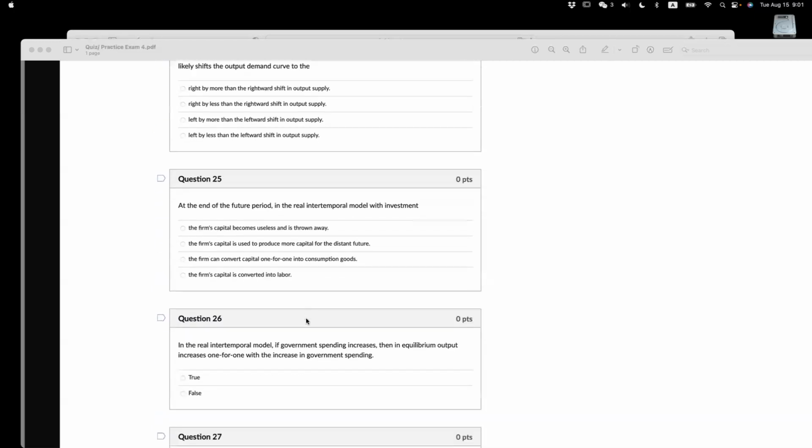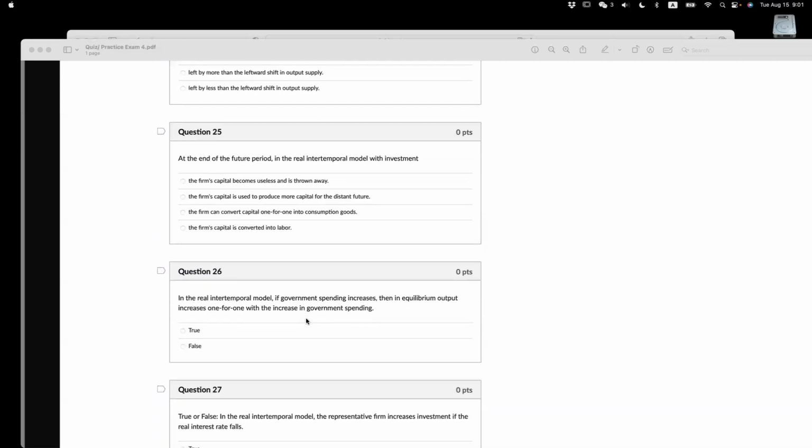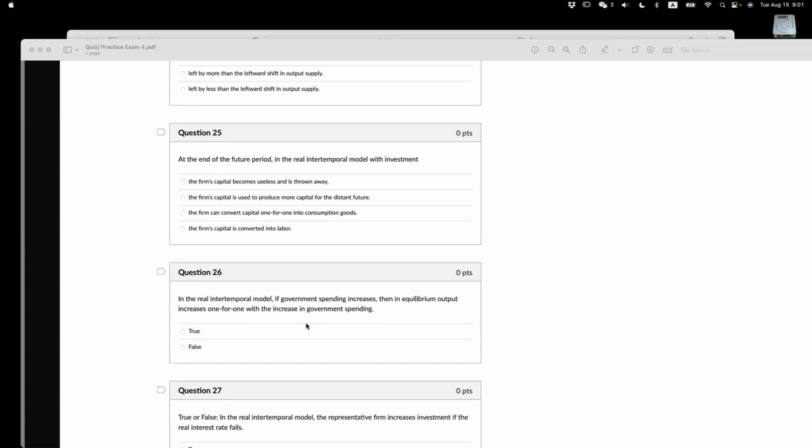All right, so question 25, at the end of the future period, in the real intertemporal model with investment, the correct answer is C. The firm can convert capital 1-to-1 into consumption goods. Okay. So basically it just says, investment or whatever is left as physical capital, you can sell on the market and get consumption goods. Nothing's going to waste. Right.